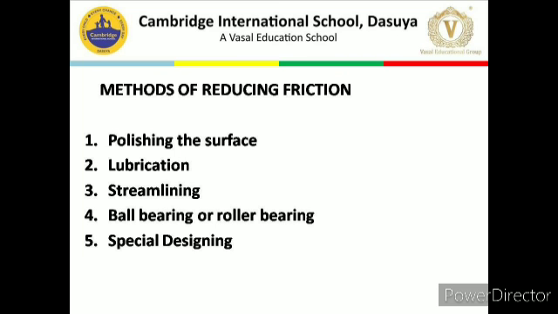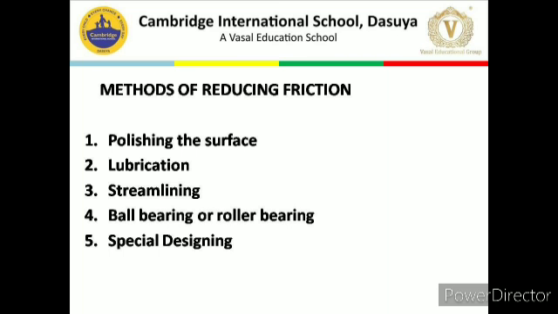Next is methods of reducing friction. The first point is polishing the surface. Friction can be reduced by polishing and rubbing the surface to reduce its unevenness and make the surface smooth. Second point is lubrication. Lubricants such as oil, grease, etc. are used to minimize the force of friction.